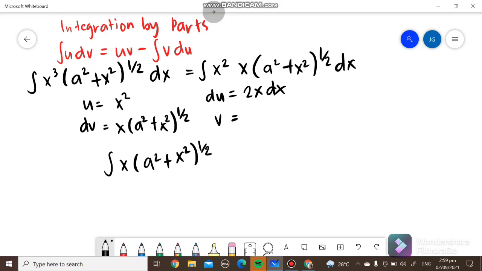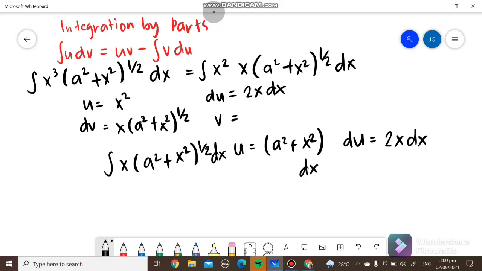So, what's the way here? We need to find the u. We set the u, which is a squared plus x squared, and then our du, which is the derivative of that. Since a is a constant, x squared is the only one we differentiate. So, we will have 2x dx. And the value of our dx here, don't forget the dx, always.